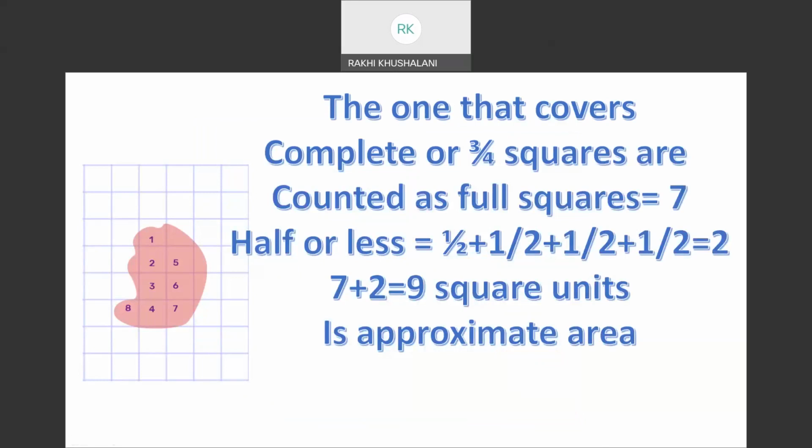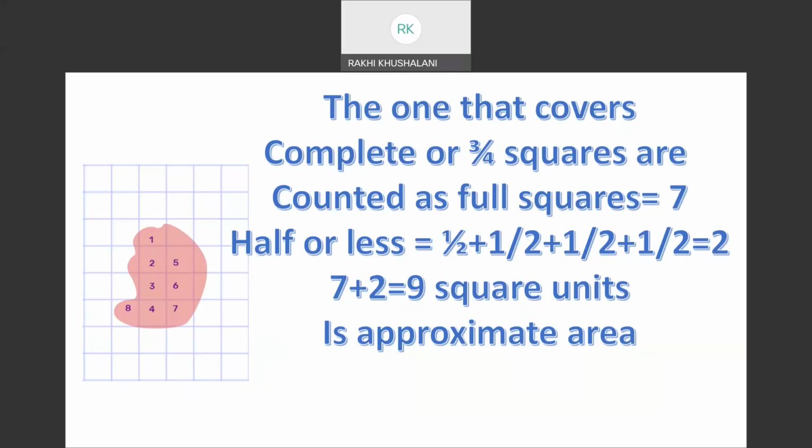Like here. Now this particular shape is given. The ones that cover complete or 3/4 squares are... Now I can start counting something covering 3/4 square also with the complete square, because anyway 3/4 square को भी मैं 1 में ही count कर रही हूँ. 3/4 coverage को भी मैं 1 में ही count कर रही हूँ. So you can count them together. The ones that cover complete or 3/4 squares are counted as full squares.